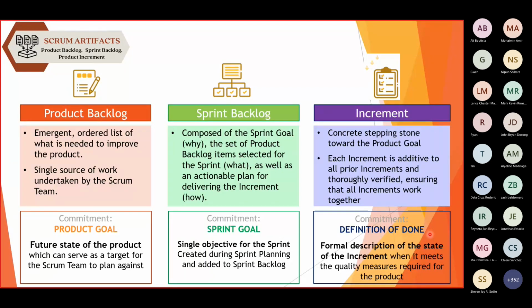It's a formal description of the state of the increment when it meets the quality measures required of the product. So going back to the example that we have earlier, our goal earlier was to create a living room, right? So our definition of done, for this increment, maybe I can say that the living room was already complete when I can see that we have a tiled floor, or there should be a double coat painting on the wall. So things like that. For you to be able to say that it's completed, you can see all of those criteria as well.